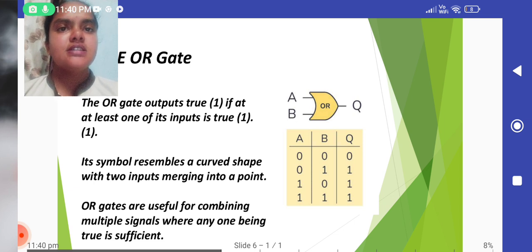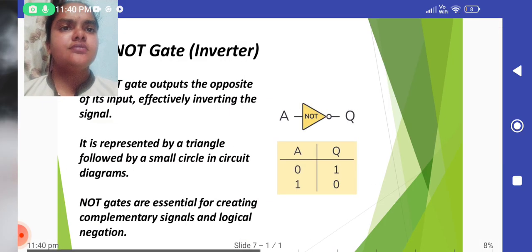Let us discuss another gate, the NOT gate. The NOT gate is also known as the inverter gate. The NOT gate has only one input and produces a single output, and it is used for creating complementary signals.